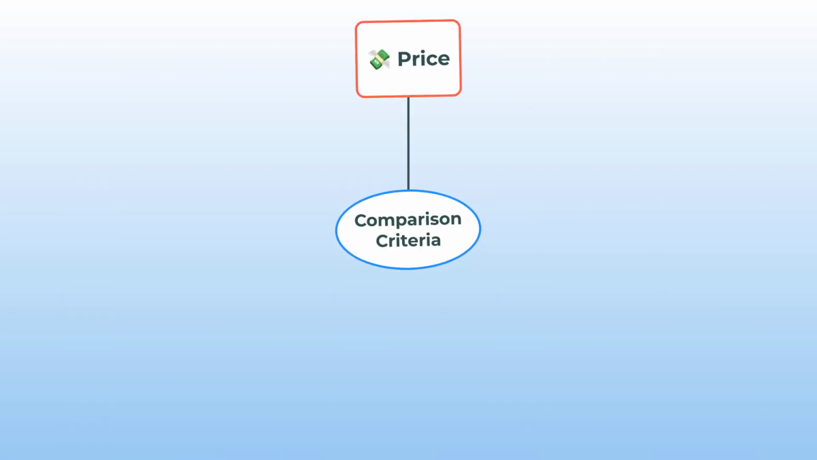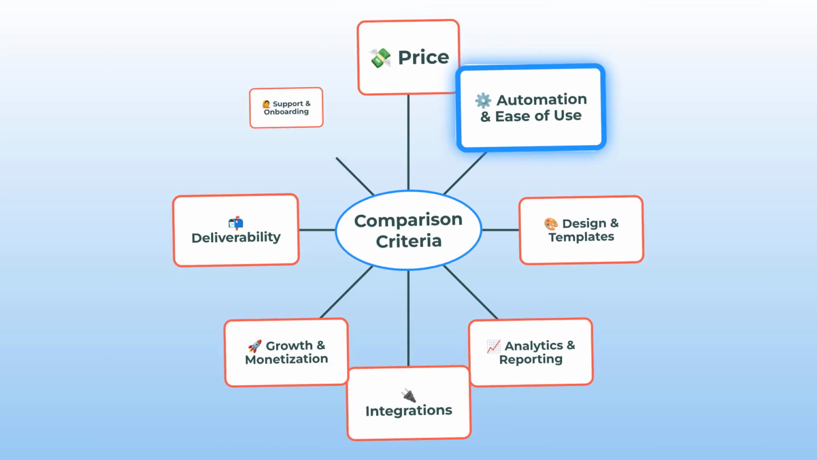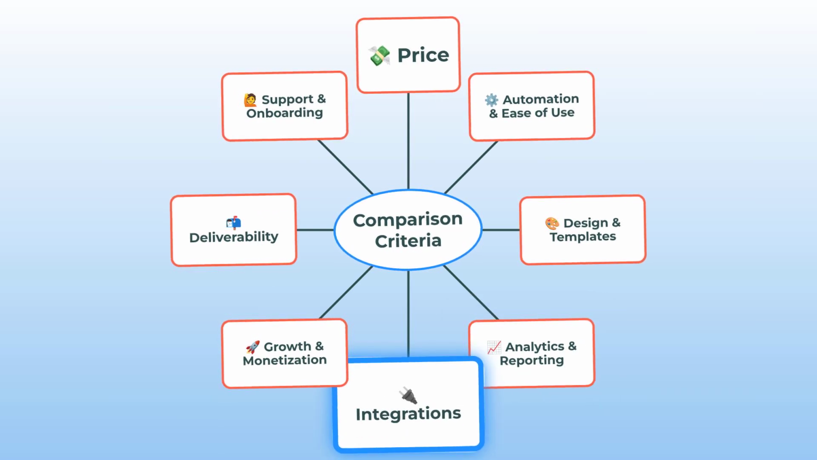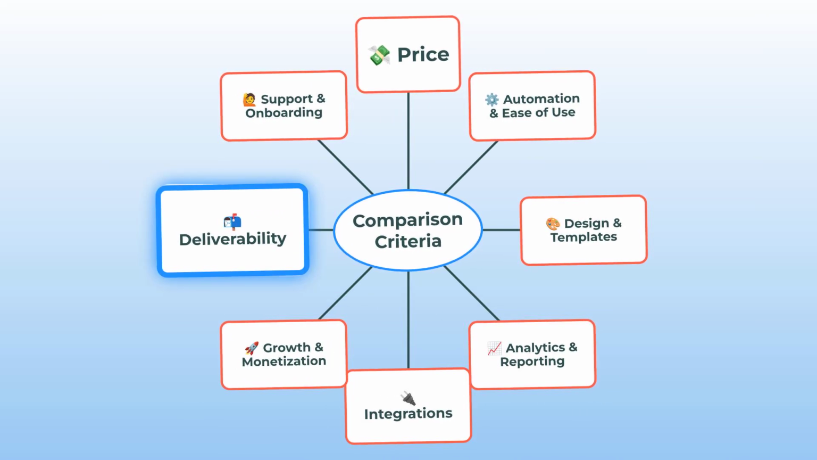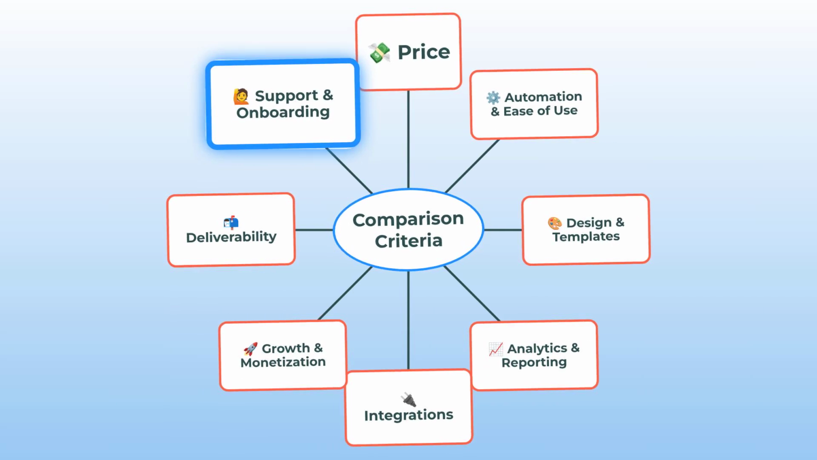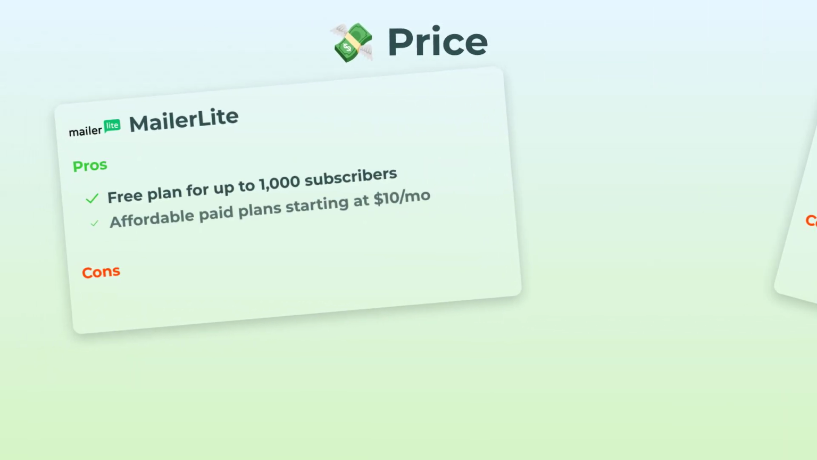You might be surprised by the winner. Before we start, here's a quick mind map of all the categories we're comparing: price, automation, and ease of use, design and templates, analytics, integrations, growth and monetization, deliverability, and finally, support and onboarding. Honestly, we're covering just about everything you'd want to know. All right, first up, price.